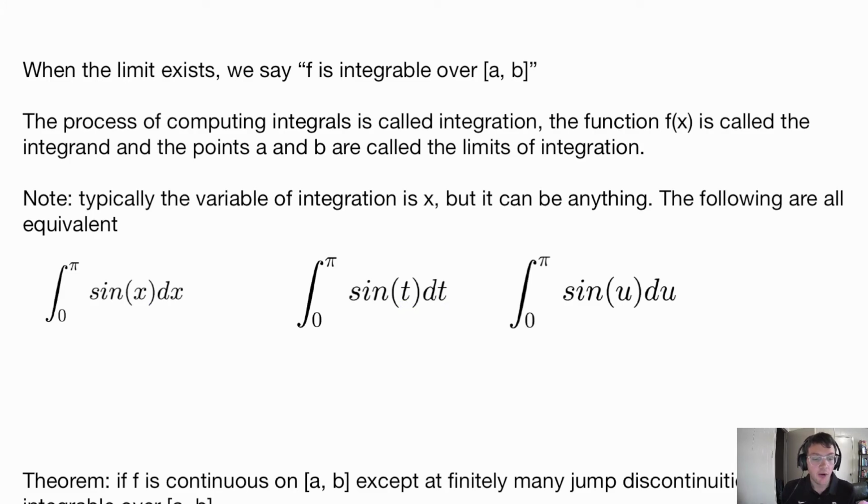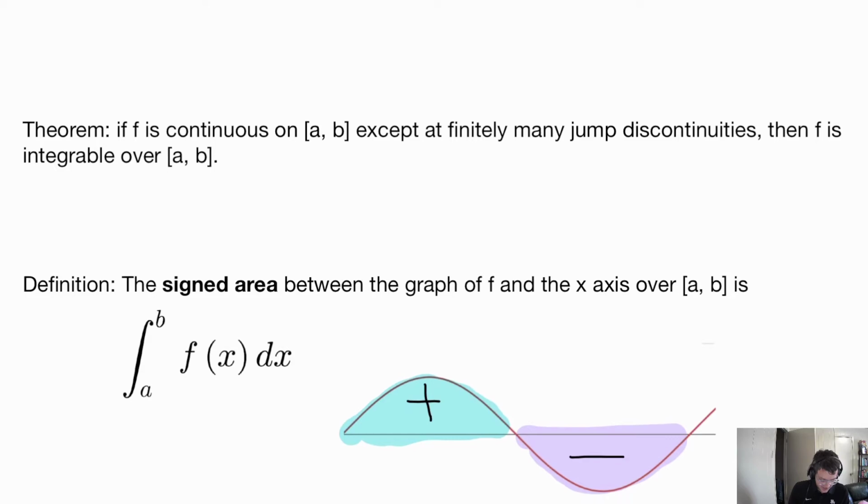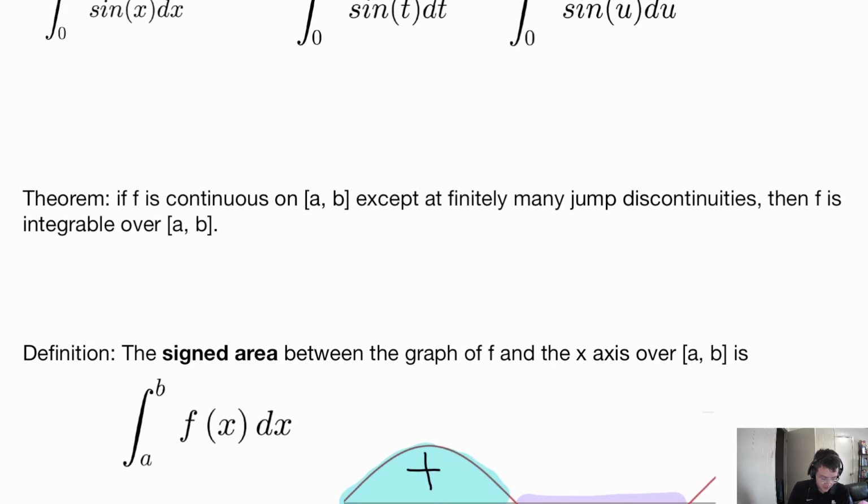Now you might think, how often is a function integrable? It seems like a really arbitrary thing, drawing rectangles and whatnot. Well, fun fact: if f is continuous on a given interval, except at finitely many jump discontinuities, then f is integrable over [a, b]. If there are discontinuities at infinity or removable discontinuities, then we might not have that f is integrable over [a, b].